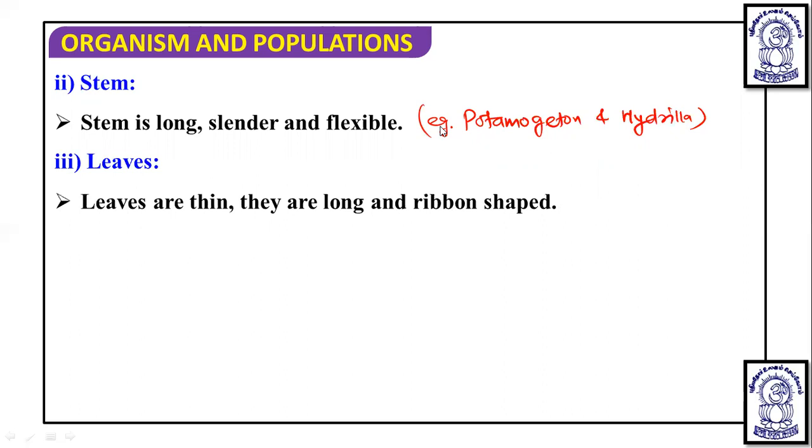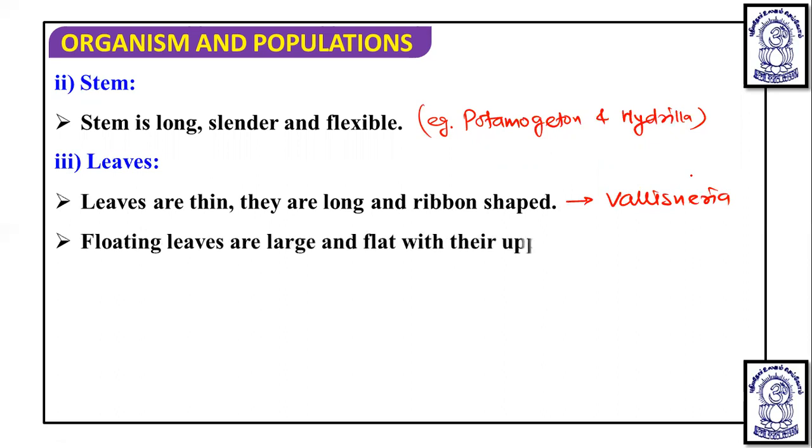So long ribbon-shaped and thin leaves are observed. These thin, long, ribbon-shaped leaves are seen in the case of Vallisneria. Apart from these, floating leaves are large and flat with the stomata on the upper surface. Floating hydrophytes have large, entire, and flat surfaces, and such floating leaves are seen in the case of Nymphaea.